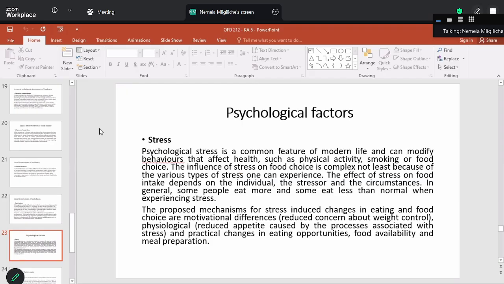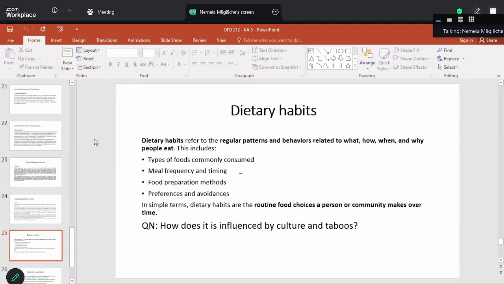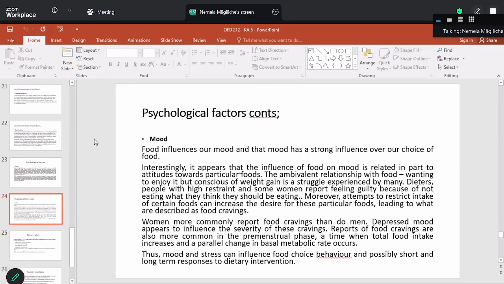Another factor which influences food choice is psychological factors. When do we talk about psychological factors? Normally we talk about two things: stress and mood. Those are the two major things in psychology. We know mood is an individual's behavior towards something. So our food choices can be influenced by mood. Mood has a very strong influence on our food choices.